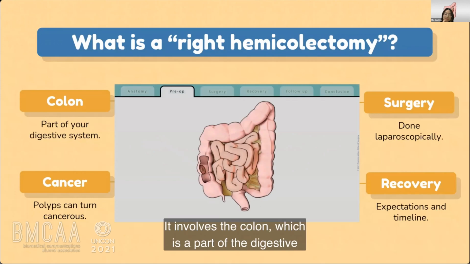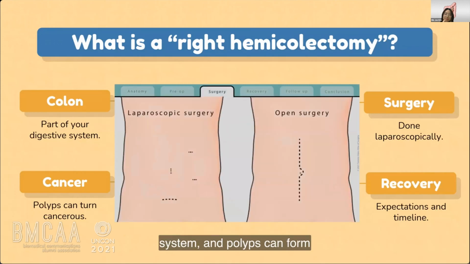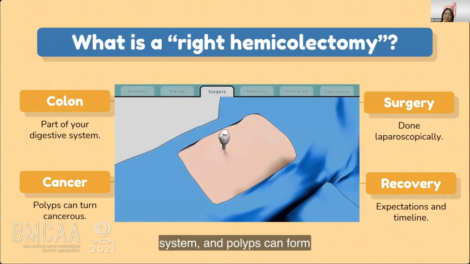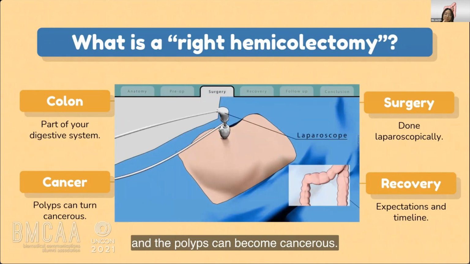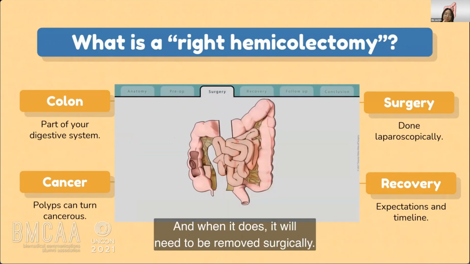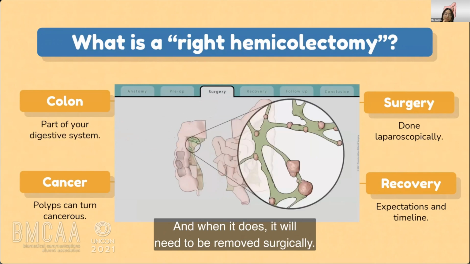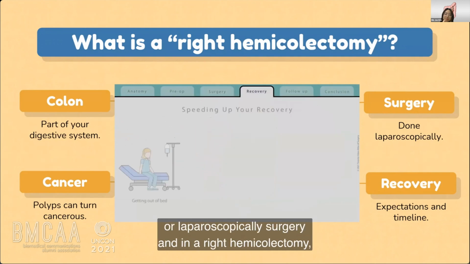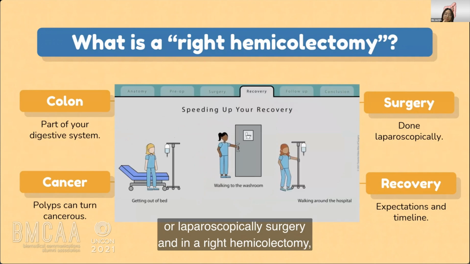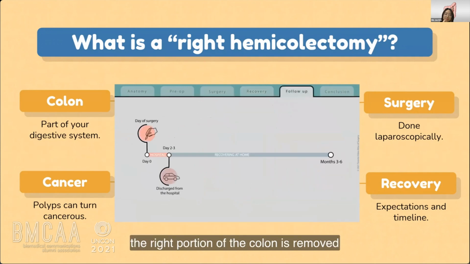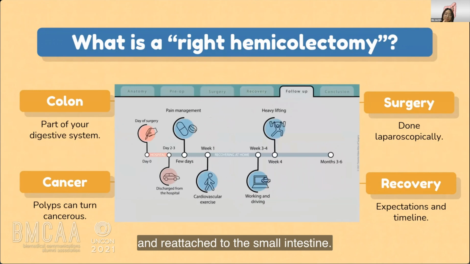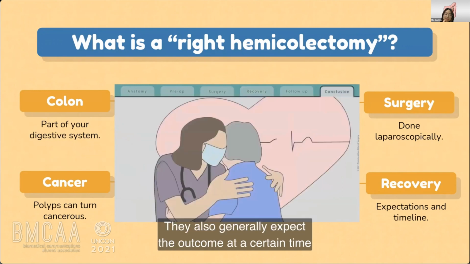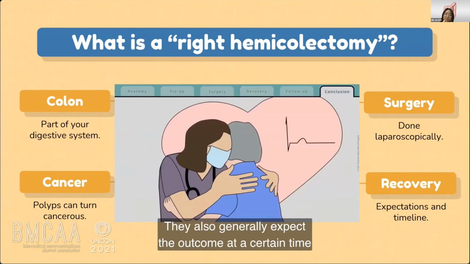So what exactly is the right hemicolectomy? It involves the colon, which is a part of the digestive system. And polyps can form and the polyps can become cancerous. And when it does, they will need to be removed surgically. Patients also have the option to do open surgery or laparoscopic surgery. And in the right hemicolectomy, the right portion of the colon is removed and reattached to the small intestine. They also generally expect certain outcomes at certain time periods after the surgery.